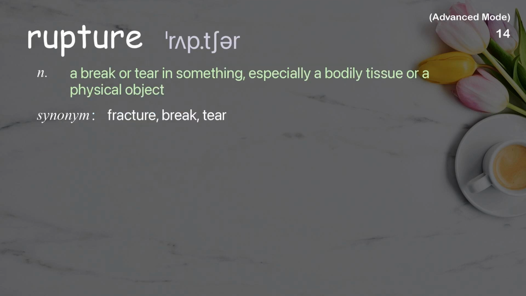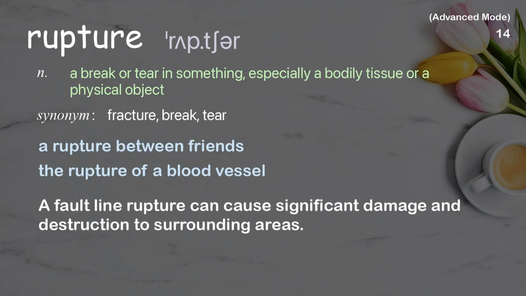Rupture. A break or tear in something, especially a bodily tissue or a physical object. Examples: A rupture between friends, the rupture of a blood vessel. A fault line rupture can cause significant damage and destruction to surrounding areas.